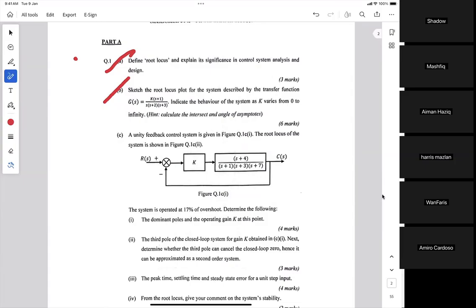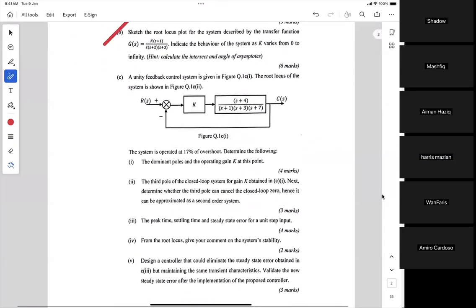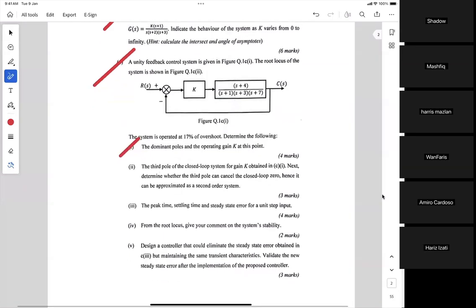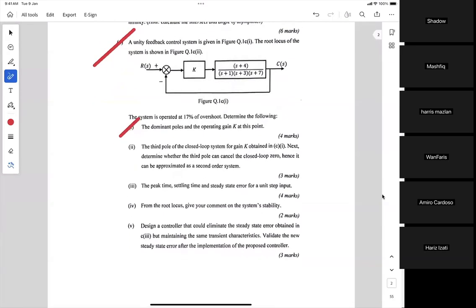C. A unity feedback control system is given in figure Q1C1, the root locus of the system shown in figure Q1C2. The system is operated at 17% overshoot. Determine the following: the dominant poles and the operating gain K at this point. The third pole of the closed loop system for gain K obtained in C1. Next, determine whether the third pole can cancel the closed loop zero, hence it can be approximated as a second order system. The peak time, settling time and steady state error for a unit step input. From the root locus, give your comment on the system stability.